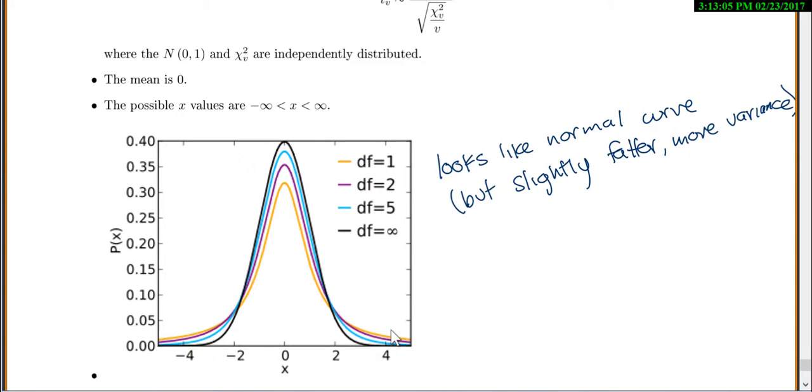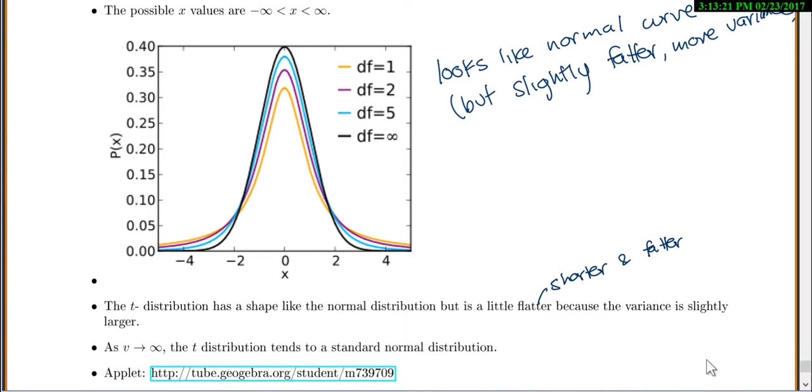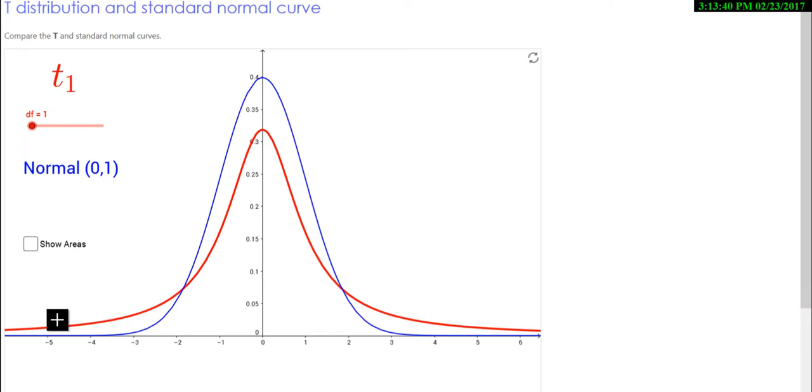Okay. So again, the t distribution has a shape like a normal curve, but it's a little bit flatter, and flatter means shorter, and hence fatter, because the variance is slightly larger. But as you get closer to infinity, your t distribution gets closer and closer to a standard normal distribution. We can see that in this applet, where the red line is our t distribution, the blue line is our normal curve. Right now we have a t distribution with 1 degree of freedom.